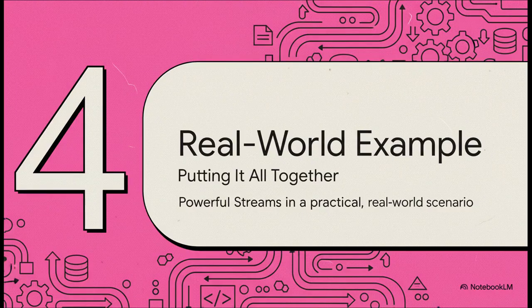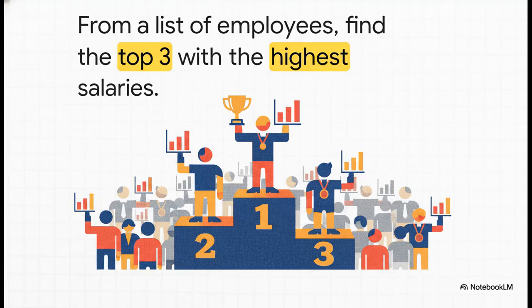All right, theory is one thing, but let's put it all together. Let's see just how elegant and powerful streams can be in a practical, real-world kind of scenario. So here's a pretty common task, right? You've got a list of employees, and your boss wants the names of the top 3 highest earners. Now, with old school loops, this would be kind of messy. You'd have to sort things, keep a counter, add names to some temporary list, it gets complicated fast.